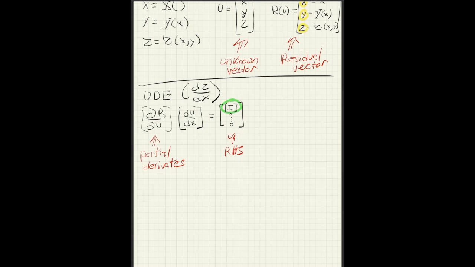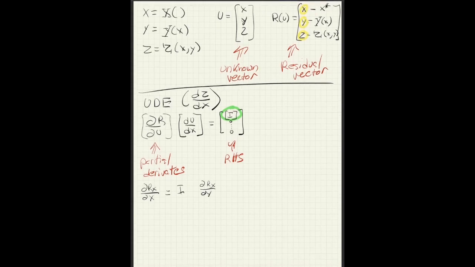Let's just take a quick look at those partial derivatives. I told you they were easy to compute. We can write them down really quickly. So we'll look at drx dx. That is equal to 1, or I in this case, because it's a matrix. And then drx dy is equal to 0, and drx dz is also equal to 0, right? Because there is no dependence on y or z in the x residual right here.